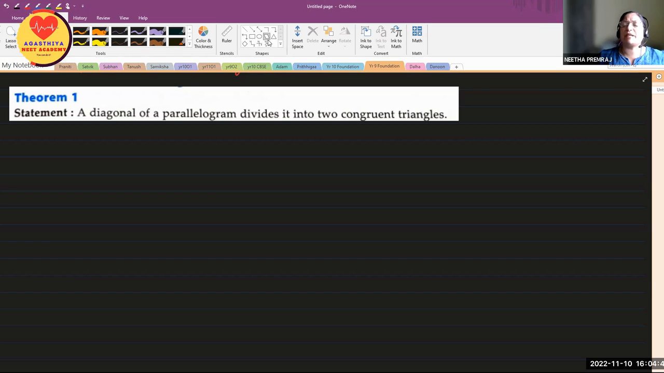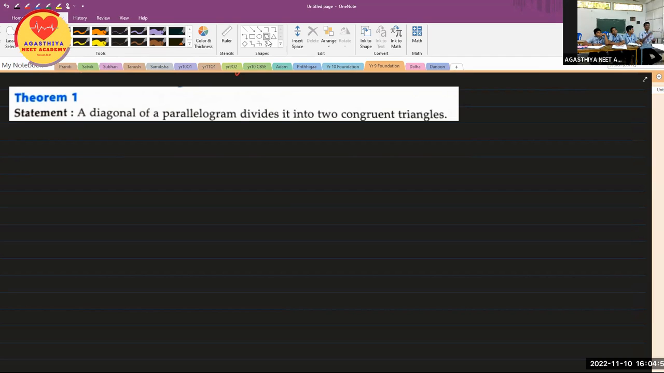You can sit and speak, no problem. Sit down, sit down. Sit and say something. Yeah, no issues. What is the meaning of that? The diagonal divides the parallelogram into two congruent triangles. That is, okay, correct. What are congruent triangles?